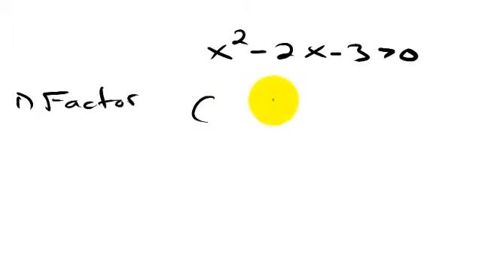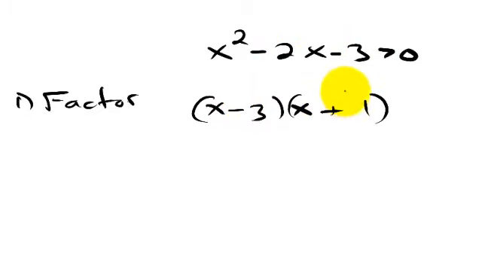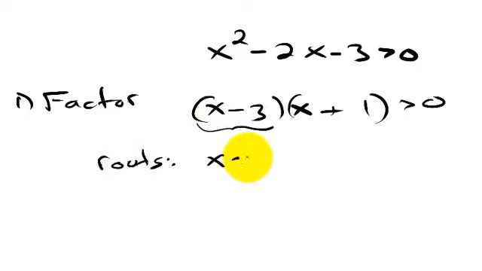It's not too bad. Because there's a 1 in front of the x squared, we get to start off like this. We're looking for two numbers that multiply to -3, add to -2. Well, that's -3 and 1. Okay, greater than 0. So what are my roots? Well, from here, x is going to equal 3. And from here, x equals -1.